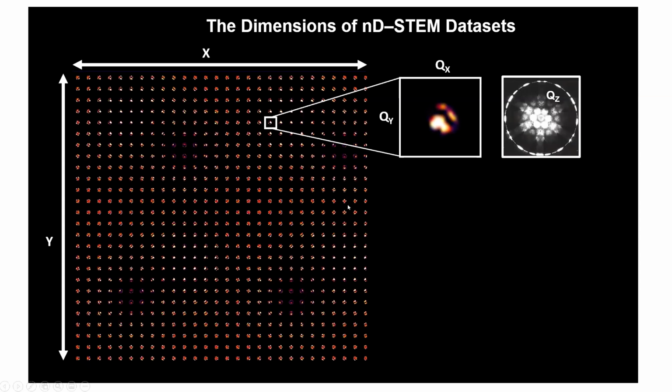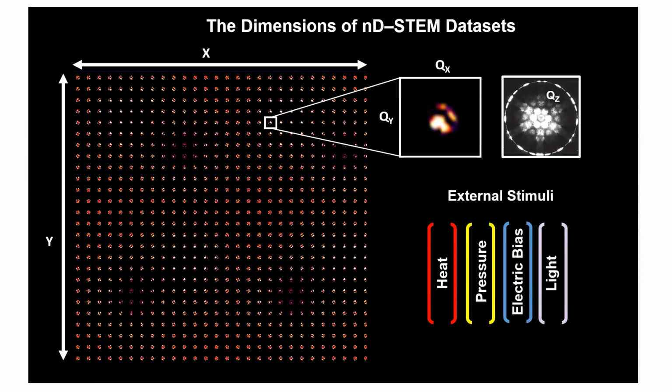By collecting patterns that contain high order Laue zones. And then if you expand even further, you can add dimensions by adding external stimuli, for example in situ processes using ND STEM, like heat, pressure, bias, and light. There are many different vendors that manufacture these different TEM holders that allow you to collect this type of data. And then you can, of course, add time to this, and then you have the whole package of ND STEM here.